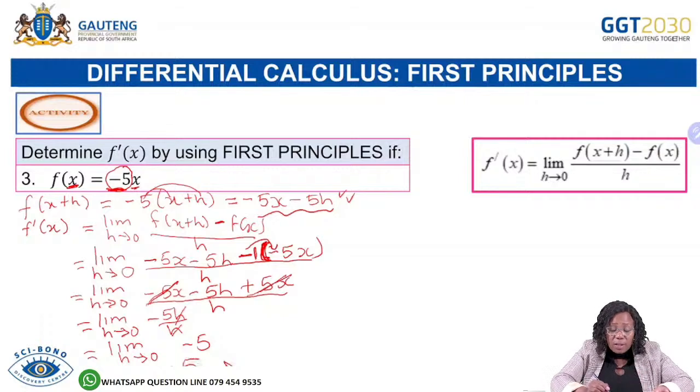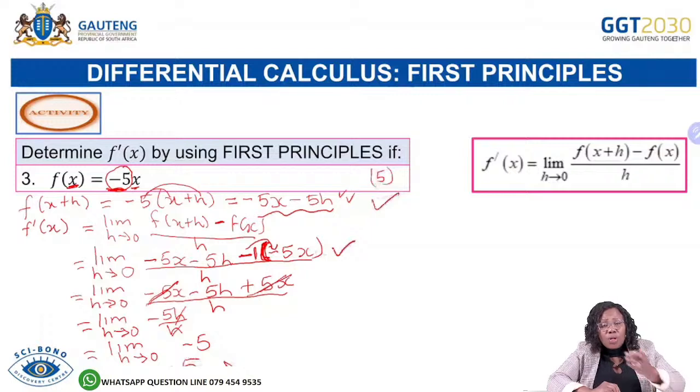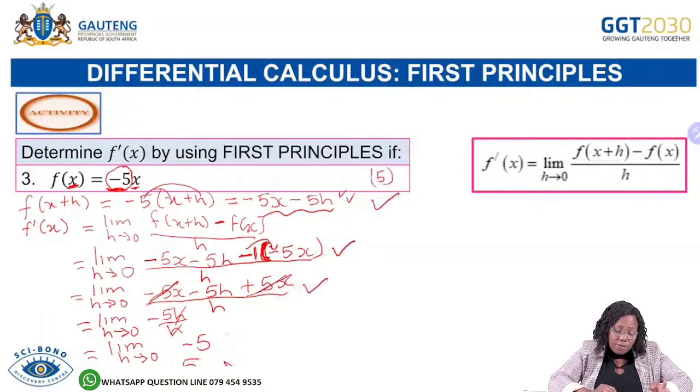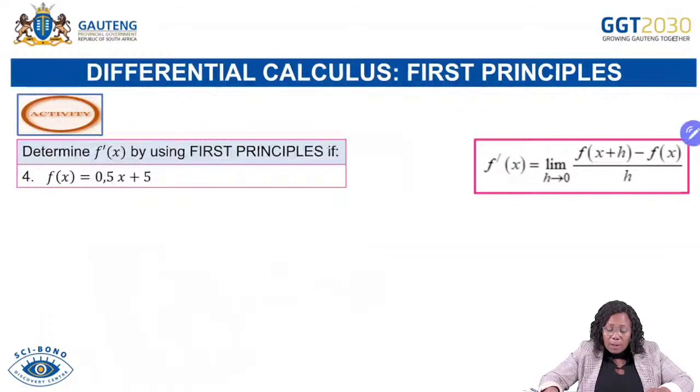And then these types of first principle, they are worth 5 marks. Check all your papers. And then the first mark will be for f at x plus h. Second mark for substituting into the correct formula correctly. And then the third mark will be for simplifying. The fourth mark for cancellation of the h. And the last mark will be for the final answer. Therefore, this is worth 5 marks.